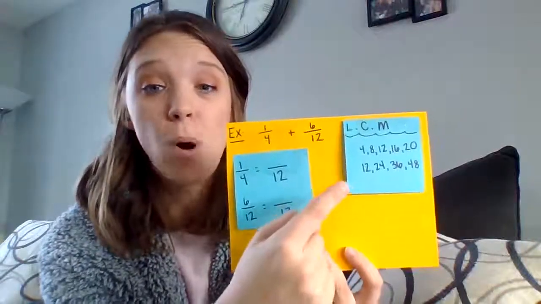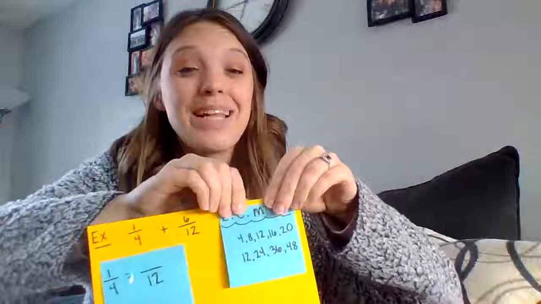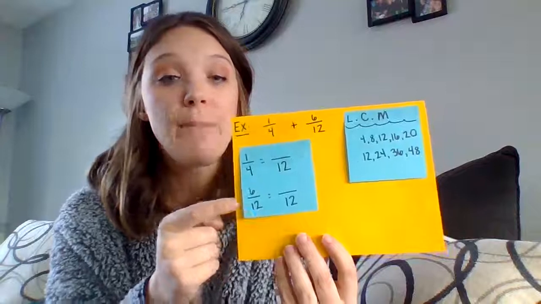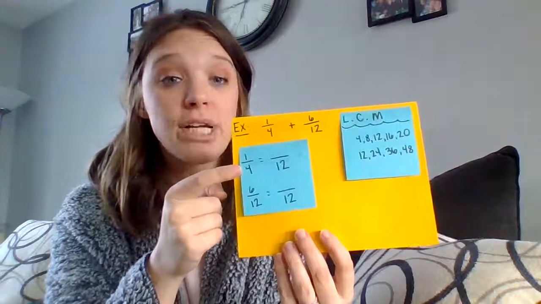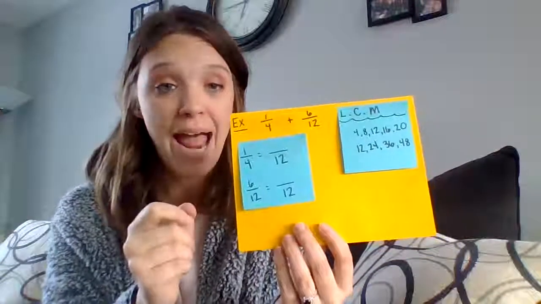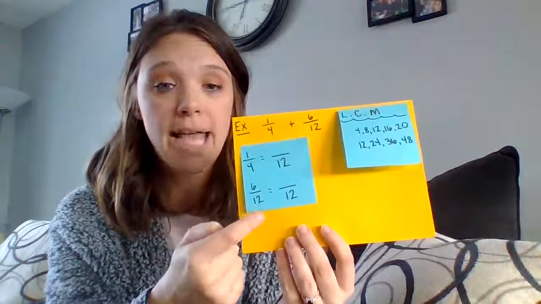Okay, so first step, I found my LCM. My least common multiple is 12. It's the smallest number that these numbers have in common. Now that I have my LCM, I'm going to rewrite my original fractions and make equivalent fractions with the LCM.